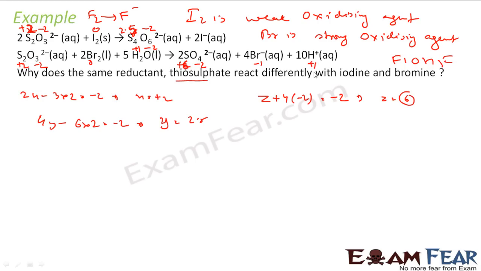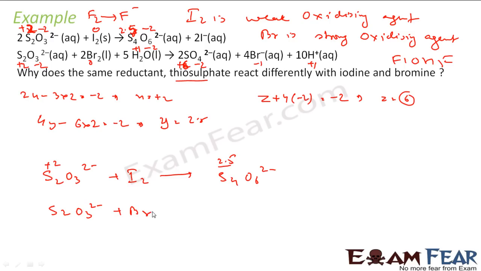So now if you see, in the first example, I have sulfur plus iodine. I am getting S4O6 2-, with an oxidation state of 2.5. From 2 to 2.5, iodine is a weak oxidizing agent. In the second case, if you see S2O3 2- plus bromine, I'm getting SO4 2-, with an oxidation state of 6, right?